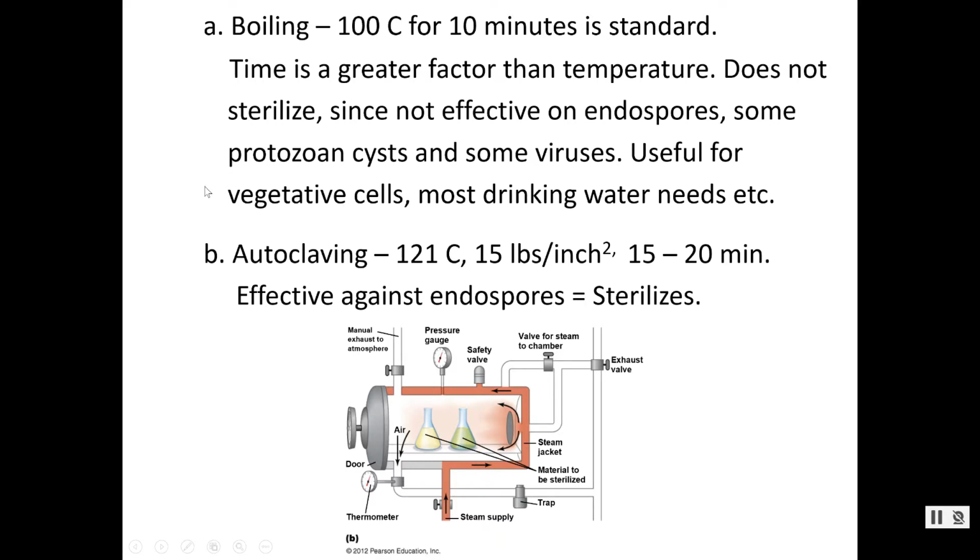Now, there is another type of moist heat, again taking water and raising the temperature, and this is called autoclaving. In this case, we get the water to 121 degrees Celsius. 100 degrees Celsius is the pot on your stove. 121 degrees Celsius for 15 to 20 minutes will get rid of endospores. This will sterilize. So what's the difference? Let's go on just to help you understand what happens.